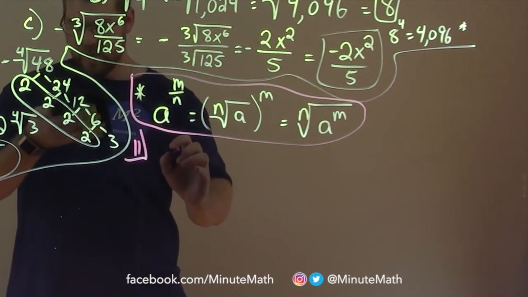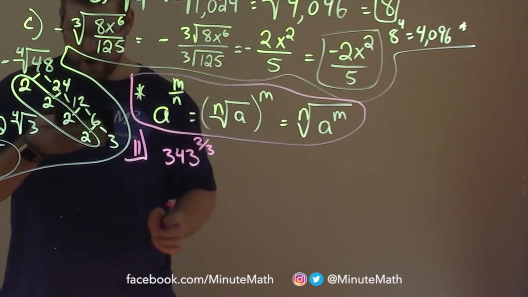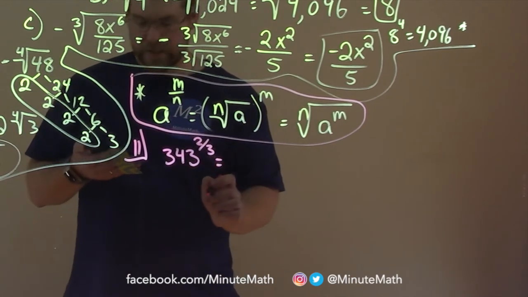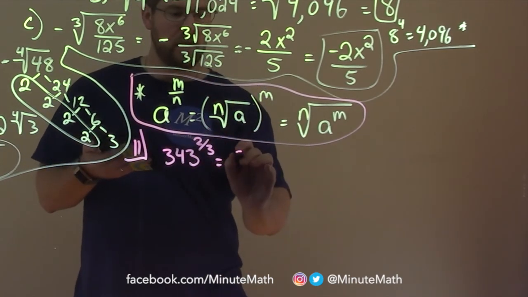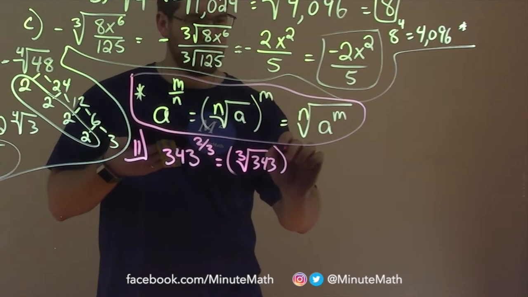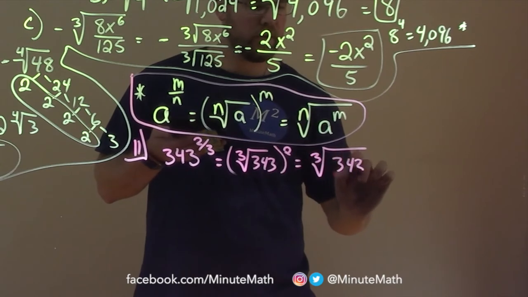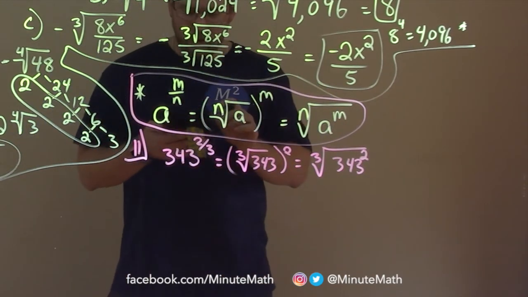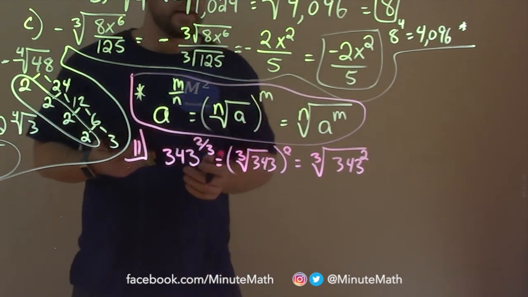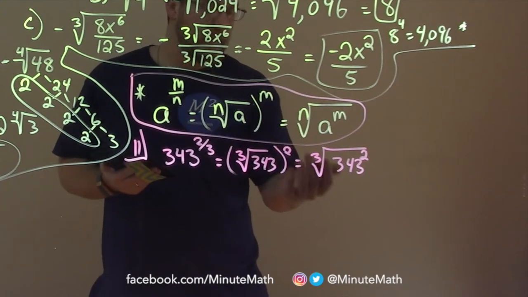Well, let's write 343 to the 2/3 power as a radical, and then we're going to simplify. So from our rules, I could rewrite this to be the third root of 343 all to the second power, or the third root of 343 squared. Either one I want, I can do, and it's whatever way I want, okay? Well, one thing that helps us here, and sometimes one's easier, sometimes the other is easier, but this one's gonna be easier.